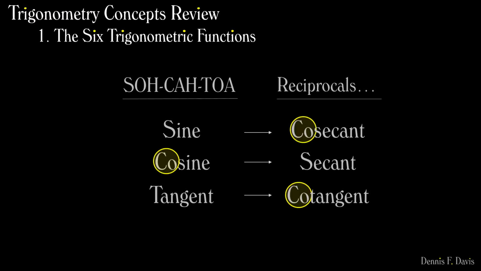But sine and cosine don't sound like secant or cosecant. Well, since each pair has exactly 1 co, sine can't be the reciprocal of secant, so it must go with cosecant. And cosine must be the reciprocal of secant. There's 1 co per reciprocal pair.